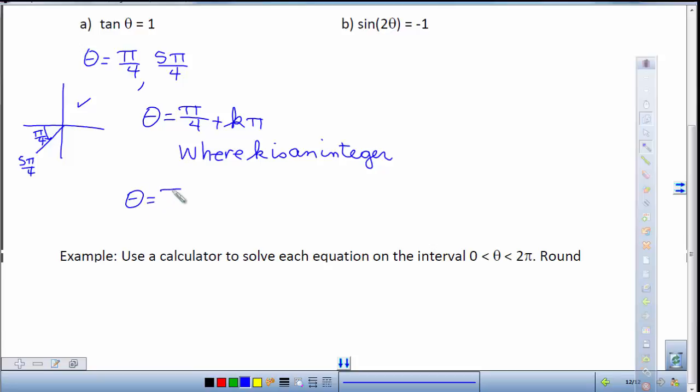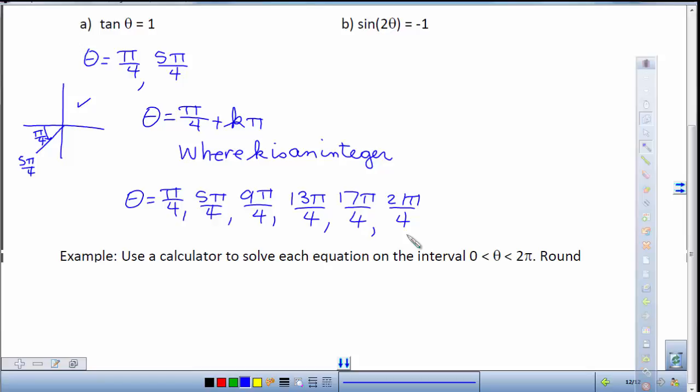Okay, so they ask us to list 6 solutions. We've already got pi over 4, 5 pi over 4. Okay, that's when we put in 1. If we put in 2, we're going to get 9 pi over 4, and then 13 pi over 4, 17 pi over 4, and 21 pi over 4. Okay, those would be 6 solutions, but they would go on and on and on, infinitely many. Questions about that? Okay. All right.